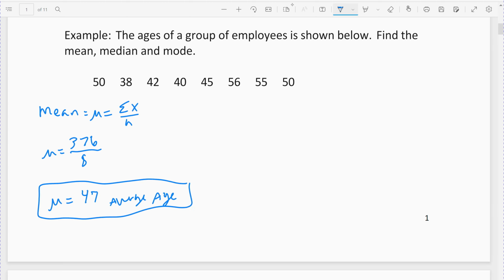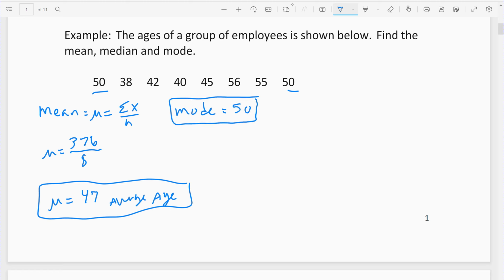All right, mode, again, I'm going to go ahead and find the mode because I think mode is pretty easy. Mode is the number, so the age, that shows up the most often. Well, there's only one age that shows up twice, 50. All of the rest of them just show up one time, and so 50 is the mode.